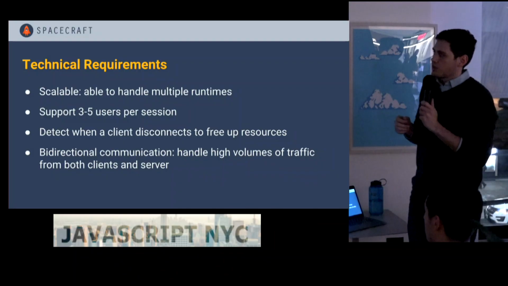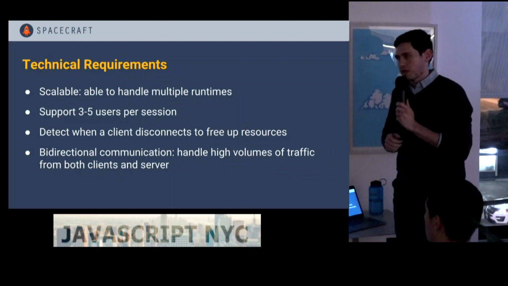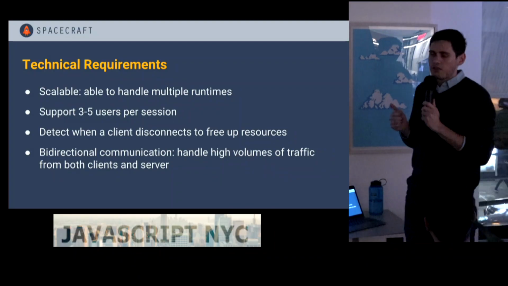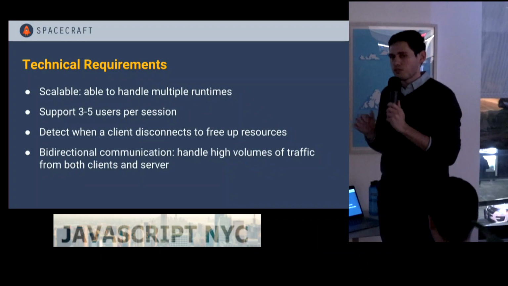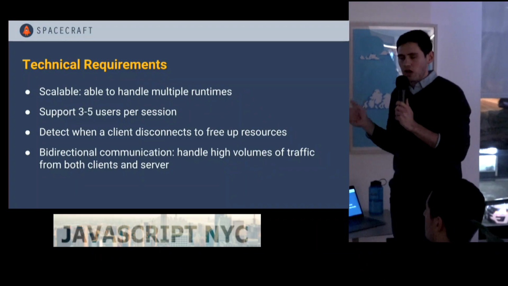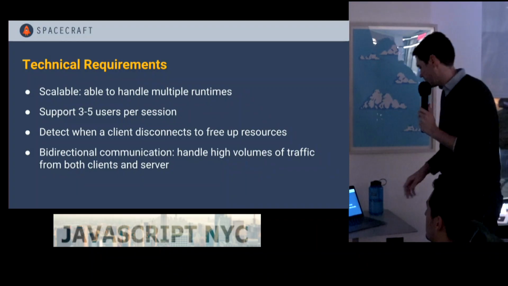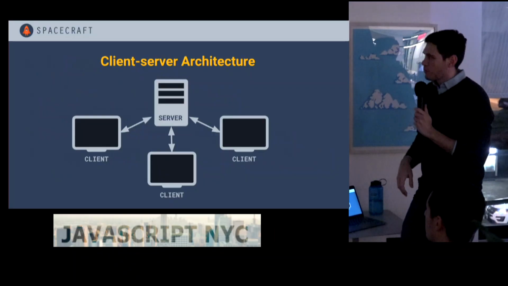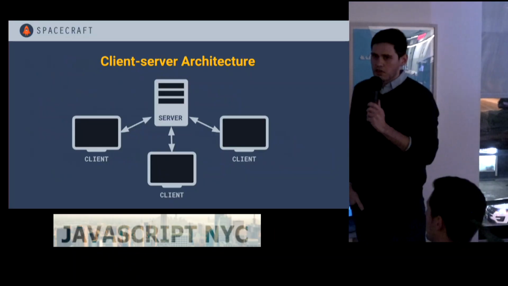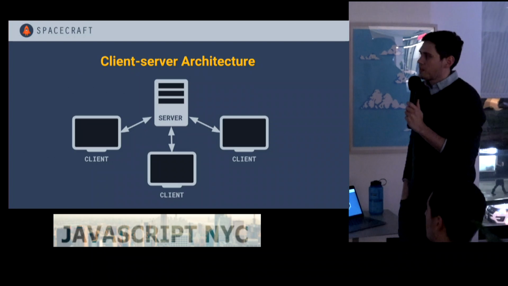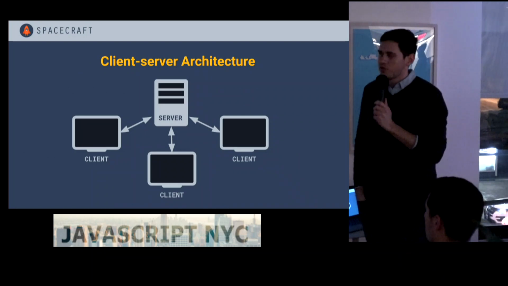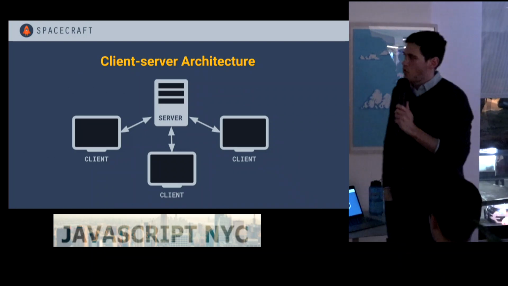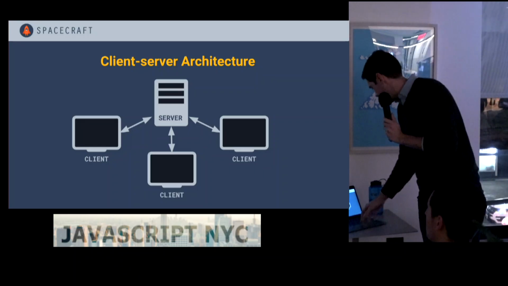And then finally, we wanted to support bidirectional communication because there's going to be a high volume of traffic from users entering code, but then also output from code execution. And so we went with just a client-server architecture, multiple clients connecting to a central server. It was the easiest form, and it handled all of our needs.